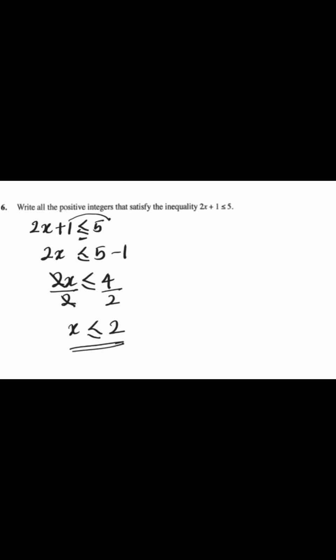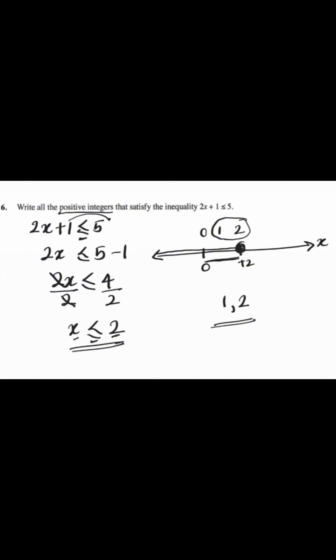Now here they are asking about the positive integers. If you mark this on a number line where the positive 2 is here, x is less than that. Suppose 0 is here, you want to mark like this. In between these, you have 0, 1, 2 inclusive. Positive integers, you will have 1 and 2. That is the answer for the 6th question.